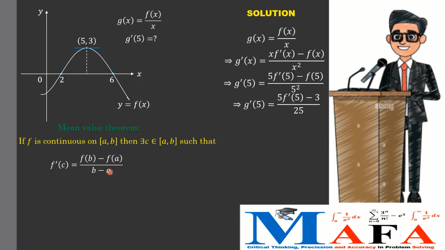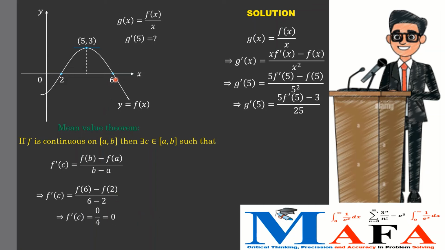Why am I using this mean value theorem? Because to look for f prime of 5, I know 5 is in the interval 2 to 6 and the function is clearly continuous in this interval. So if my b is 6 and my a is 2, then I will get f prime of c to be f of 6 minus f of 2, divided by 6 minus 2.